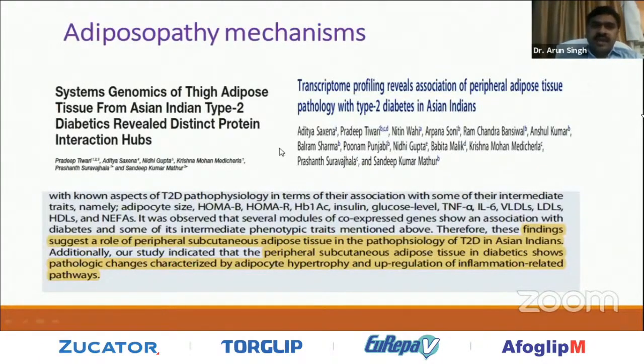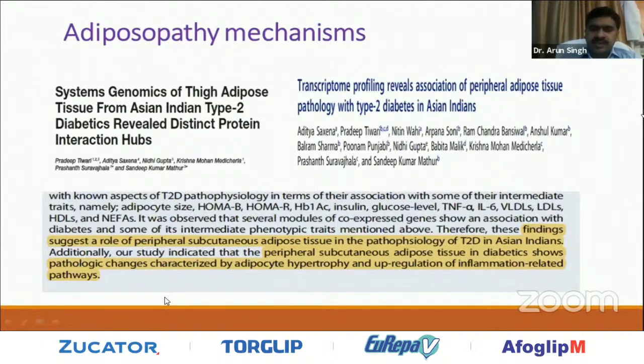Some encouraging data from India. So regarding the understanding of adiposopathy, we all know about the important role of central visceral adipose tissue, but in this study, Dr. Mathur and his group showed some role of even peripheral subcutaneous adipose tissue in the pathophysiology of type 2 diabetes. Basically, it was characterized by adipocyte hypertrophy. The pathologic changes were observed in the peripheral adipose tissue from the thigh, and there was upregulation of inflammation related pathways.